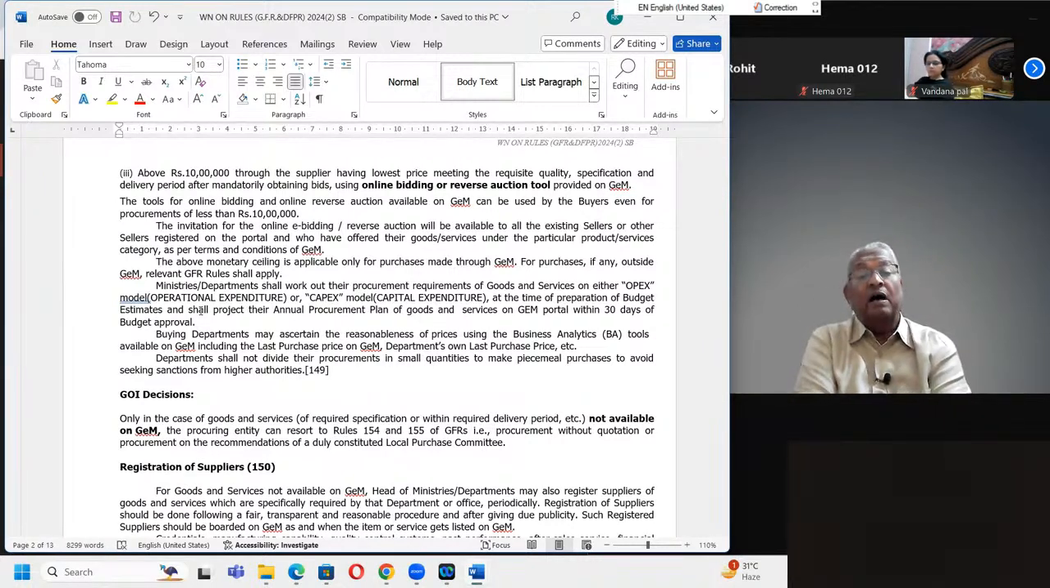You can approach the head of the department. Suppose you are purchasing at a time only one machine, then you can purchase using your own powers. Deputy Secretary के power से, आपके head of the office के power से कर ही सकते हैं. Suppose it is the case, for example.